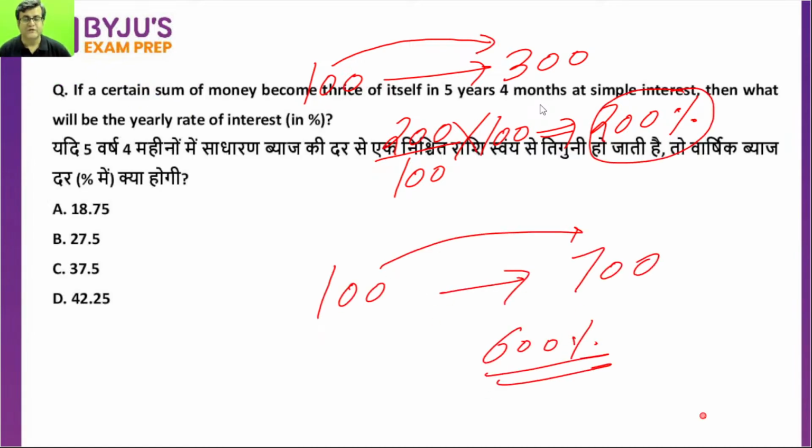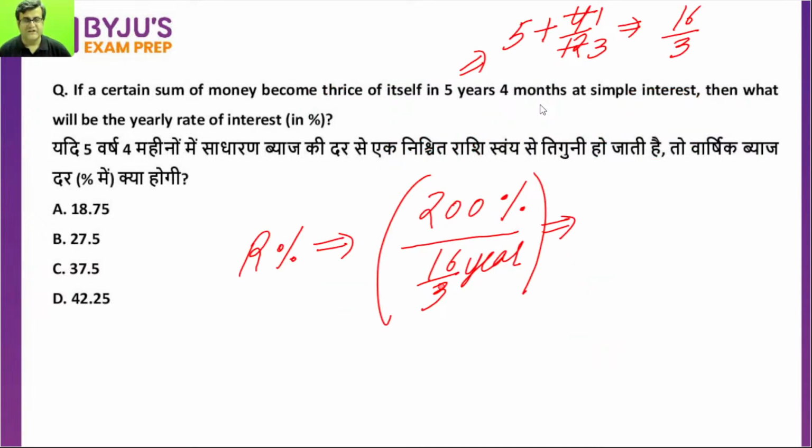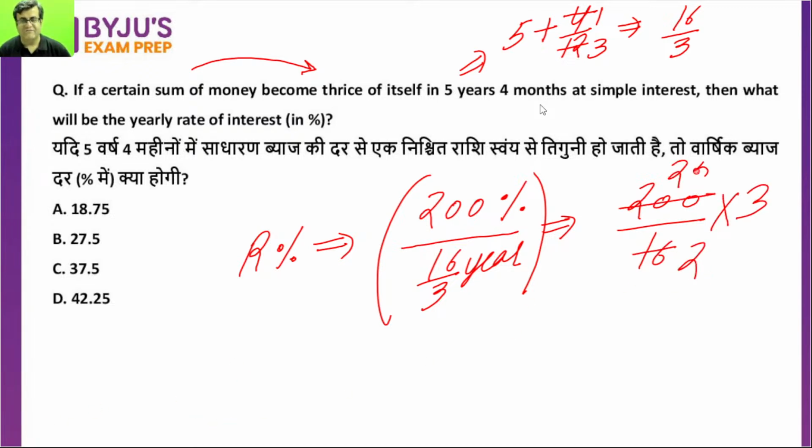Let's come to this one. 16 by 3 is the time. Money becomes thrice means rate is 200%. 200 by 16 into 100. 8 2s are 16, 8 25s are 200. 75 by 2, 37.5 is the rate. Okay, rate is 37.5. Just move on.